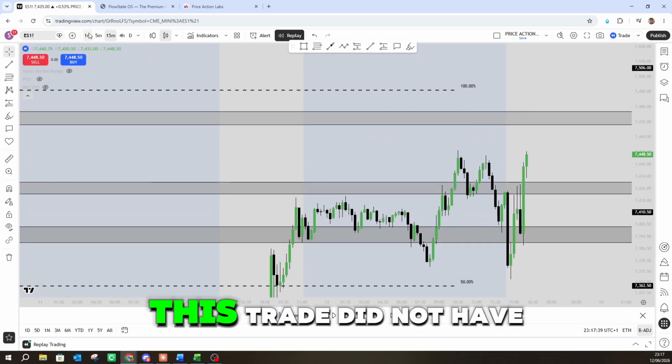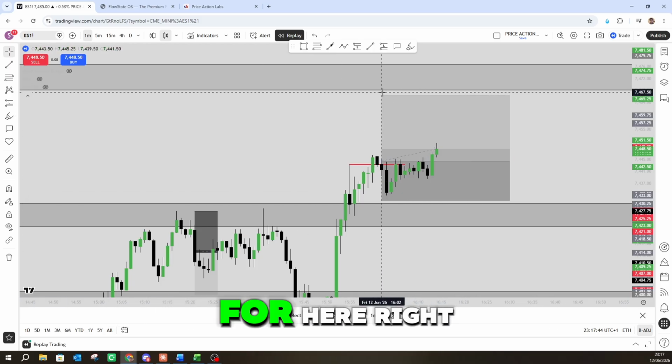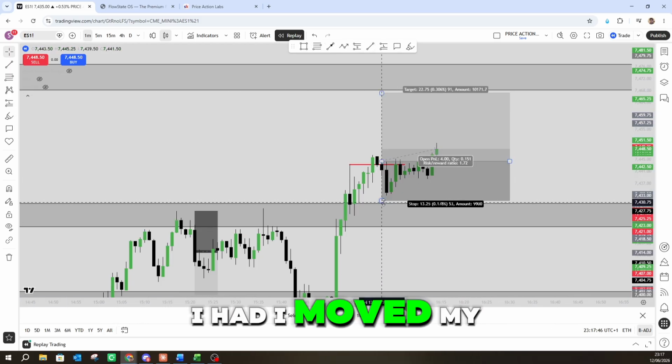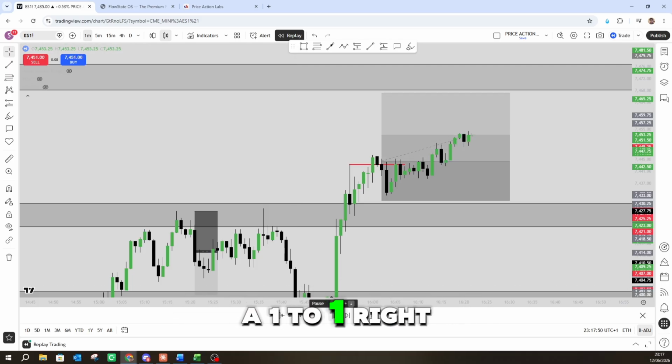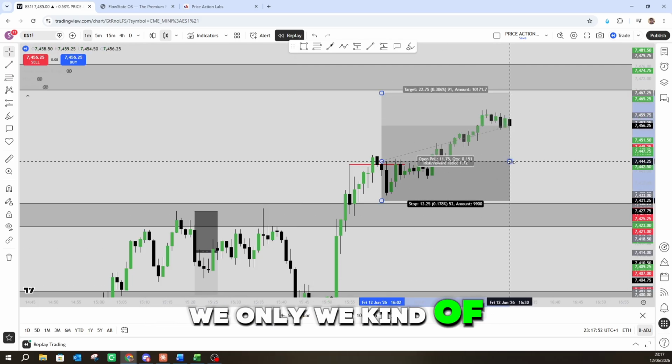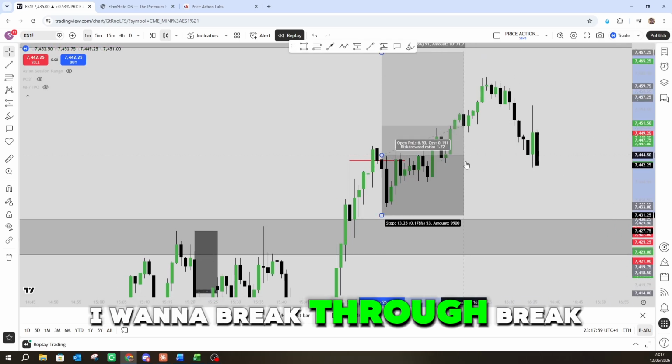But the reason why this trade did not have the follow through that I wanted is because I was really going for a 1 to 2 here. I moved my stops to here. Eventually I wanted a 1 to 2. We only went up to a 1 to 1. That's all we had here. We kind of stalled here, and I took profits at around 1 to 1.1, okay? So this is what I want to break down.